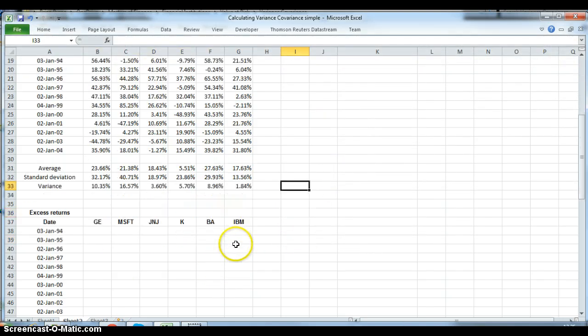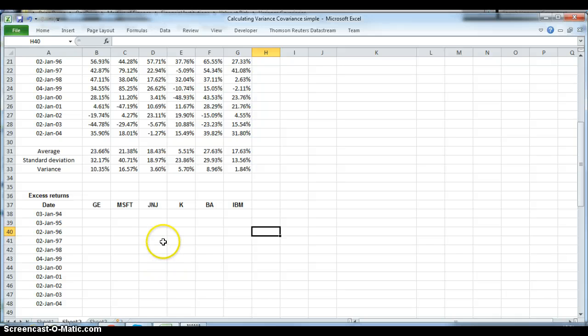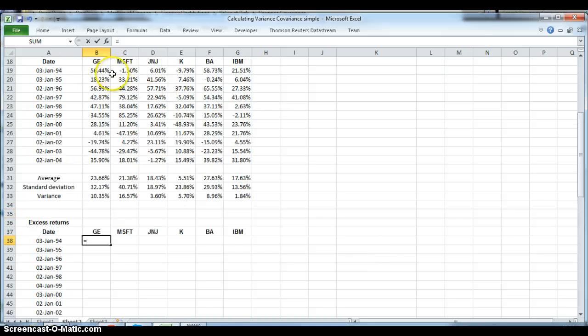Okay, now below we need to estimate the excess returns. We take the return in any given year, and we subtract away the average observation, which is this, and we do F4, or we can leave it, and we can pull this across.